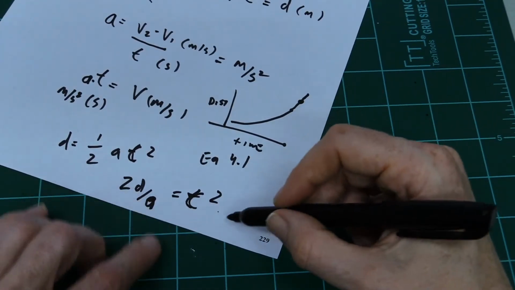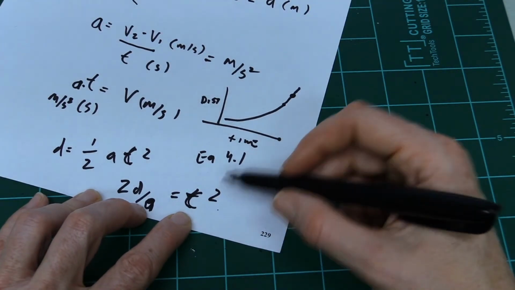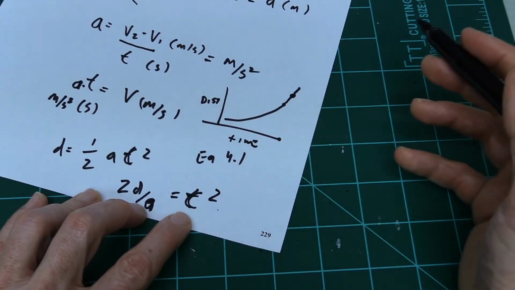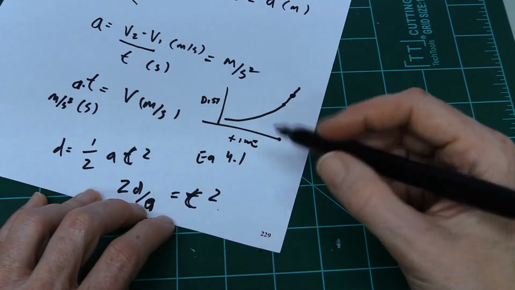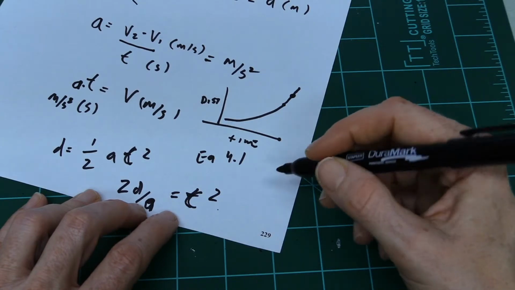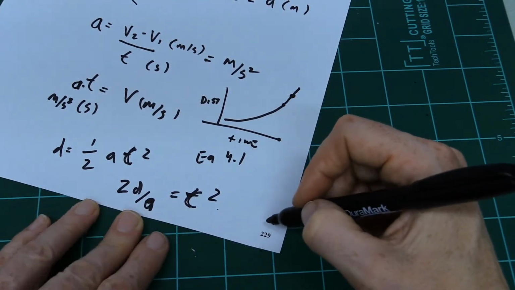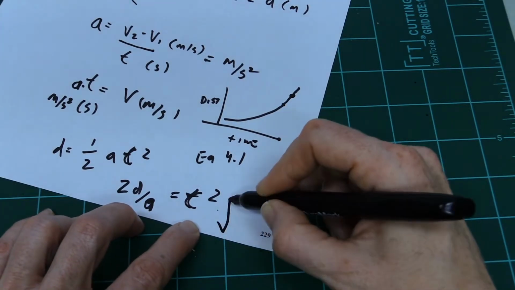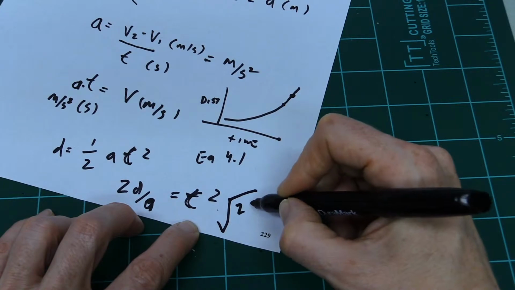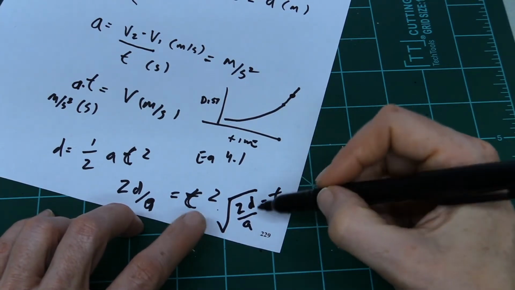I'm running out of space here, but what I'll do to get t, now we know time can't be negative. Time is always positive, all right? So what we're going to do is just take the square root, and we're going to choose the positive square root. So we say the square root of 2d divided by a is equal to t, all right?